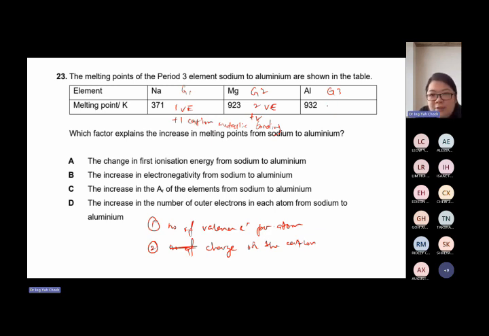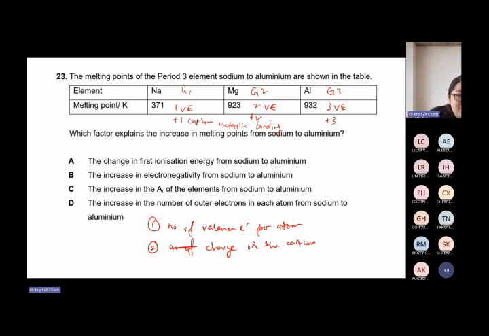Aluminium is group 13, so 3 valence electrons and a +3 charge cation. So the more electrons and the higher the charge, the stronger the metallic bonding. That is why the melting point will increase, okay, if these two factors are higher.